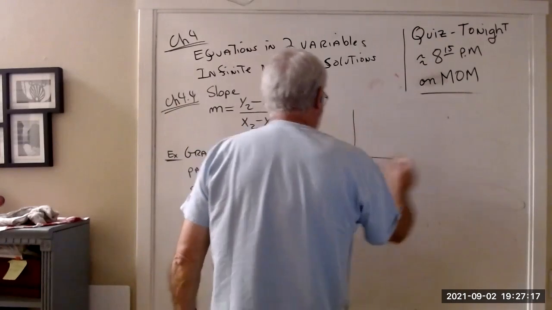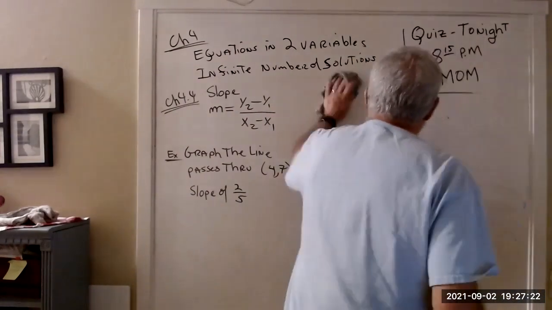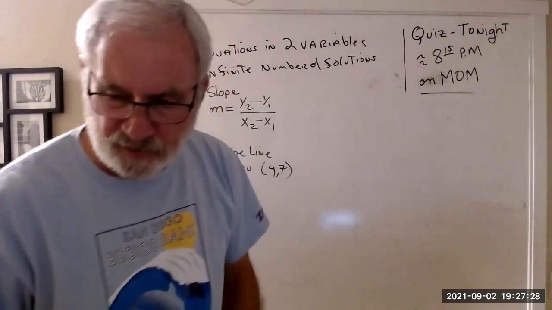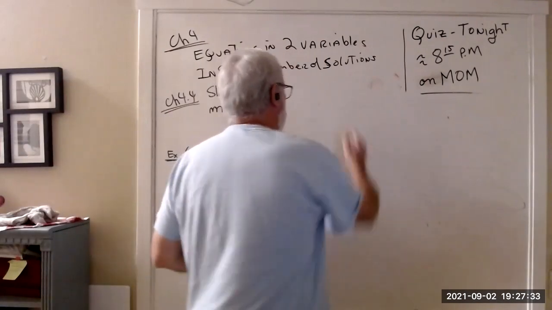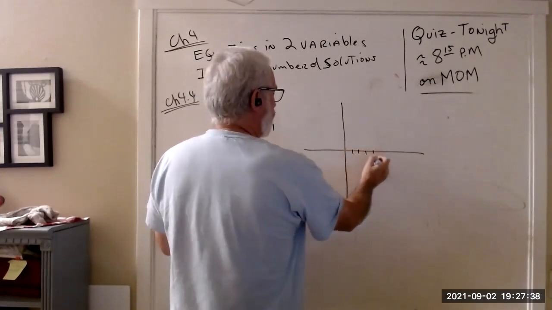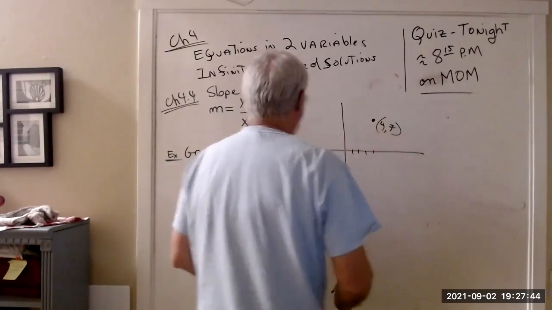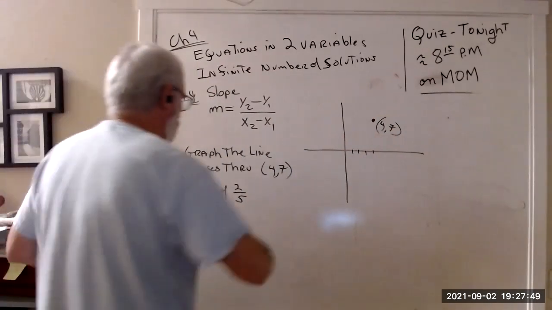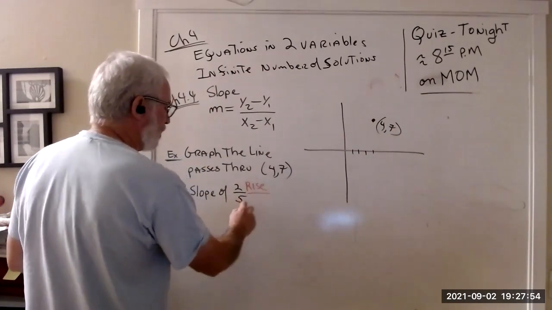Well, I find doing this particular problem on the board kind of awkward. I find that I'm better doing this on scratch paper first. I'll show you why. So we're going to start at (4,7), 1, 2, 3, 4, 7, wherever that is. Now, we're going to rise 2, that means we're going to go up 2, and we're going to run 5.